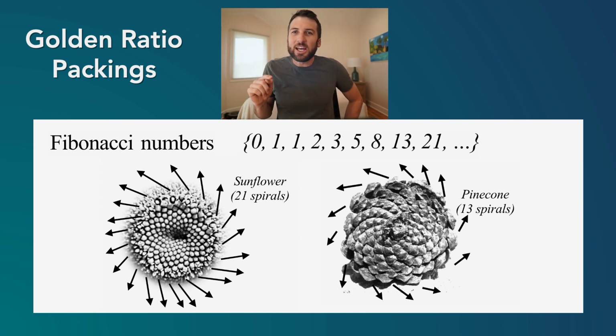So additionally, the ratio of two Fibonacci numbers approaches the golden ratio. So 21 divided by 13 is pretty close to the golden ratio. Like we said earlier, the golden ratio is irrational, so it can never be perfectly represented by a ratio, but the Fibonacci numbers present a close approximation. So this shows interesting connections between golden ratio packings, Fibonacci numbers, and patterns in nature.